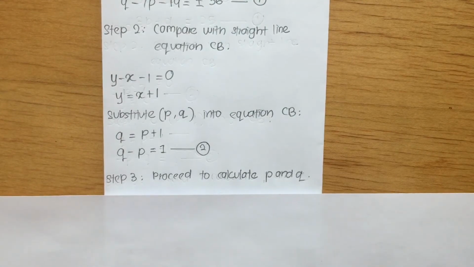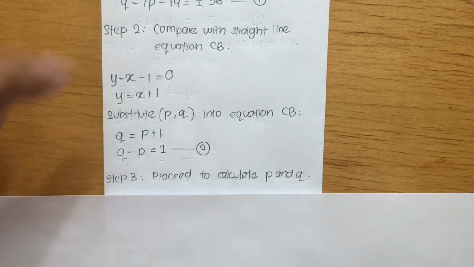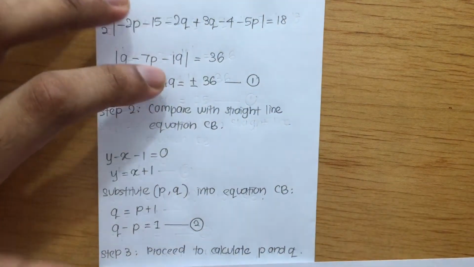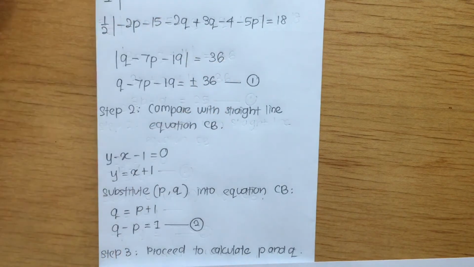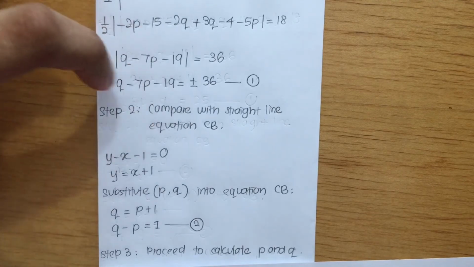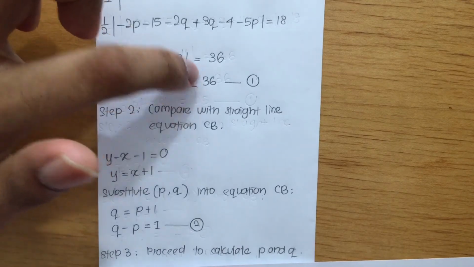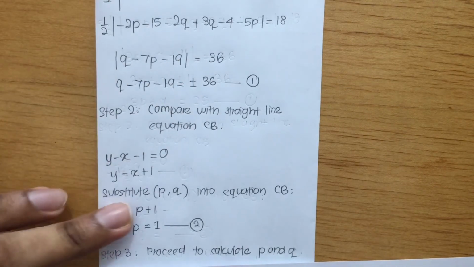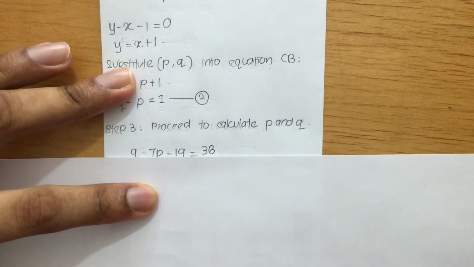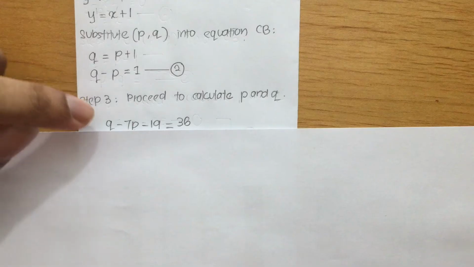But remember guys, as I said, for equation 1, we need to do 2 equations because there is a plus and minus over here. So we need to start with the positive value, assuming that the positive value may or may not give us the right answer. We're going to use the trial and error method here to check whether the positive 36 will give us a right answer or not. Okay, so we're going to start with positive 36.